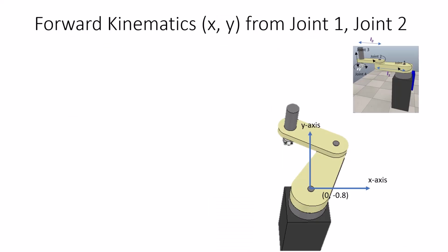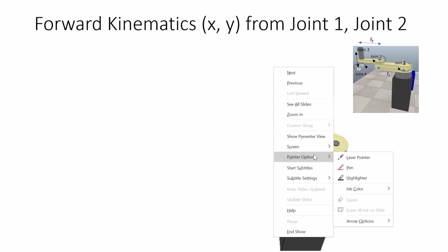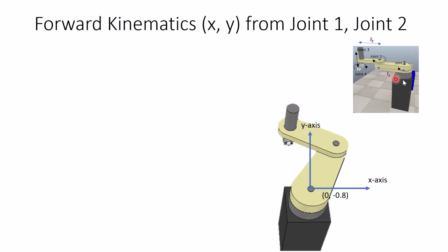From the motion, we can try to analyze the forward kinematics, which is the XY locations that come from motion from joint 1 and joint 2. By referring to the diagram on the top right, we have joint 1, which is angular rotation. Joint 2 is also angular rotation. Joint 3 is linear motion up and down. And joint 4 is the angular grip of the end effector. Additionally, in this diagram, you can see there is L1, which is the link length from joint 1 to joint 2, and also L2, which is link length from joint 2 to joint 3. So these parameters are required for the forward kinematics.